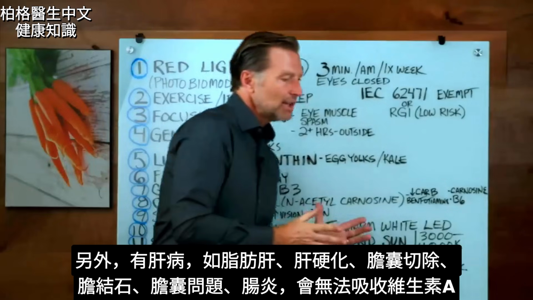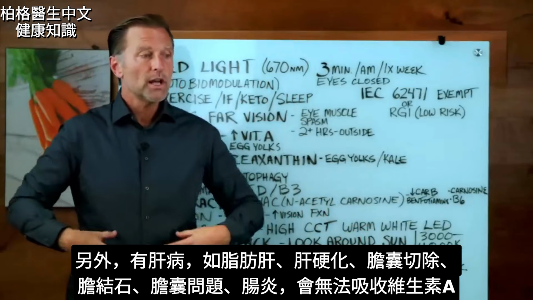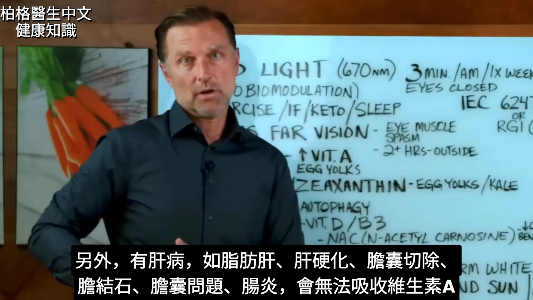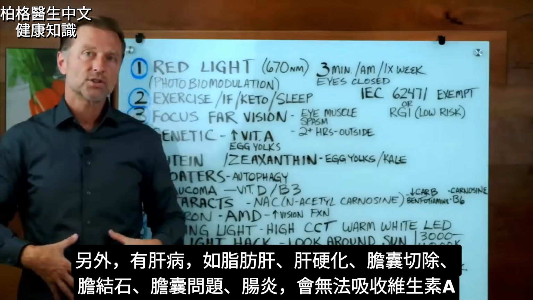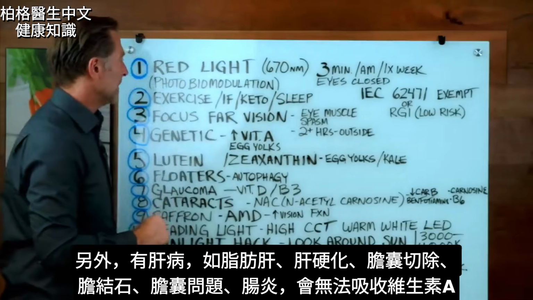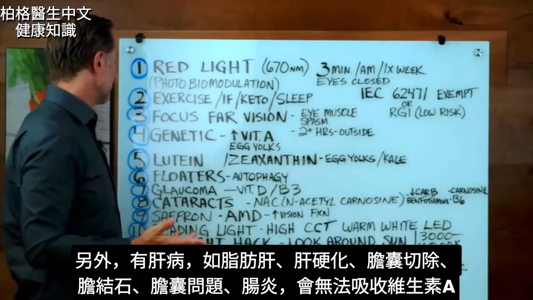The other thing to realize is if you have a bad liver, let's say you have a fatty liver or cirrhosis, or you don't have a gallbladder anymore, or you have a gallstone, or a gallbladder problem, or you have inflammation in your gut, you might not be able to even absorb vitamin A. So that's another factor. I wanted to bring that up.